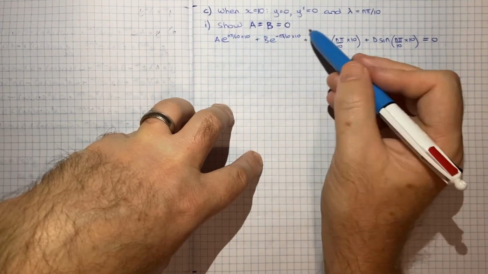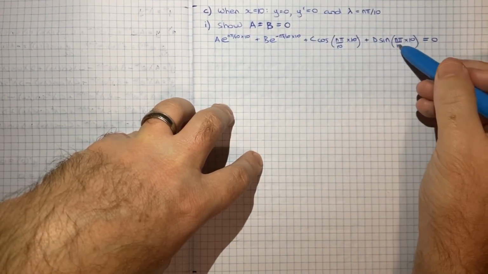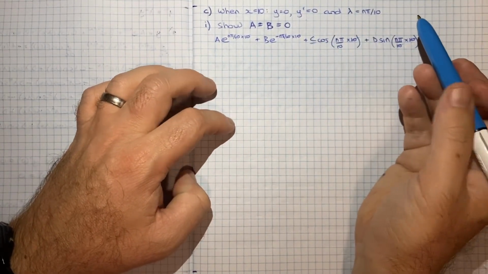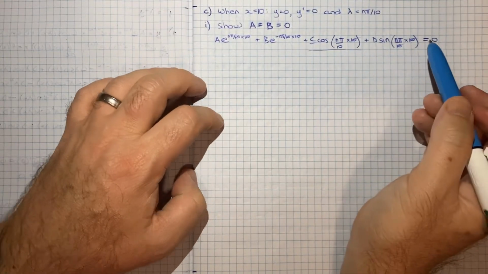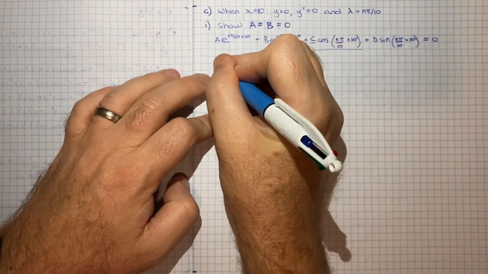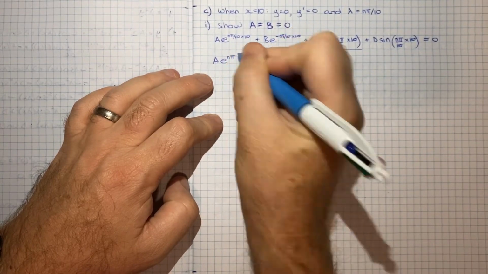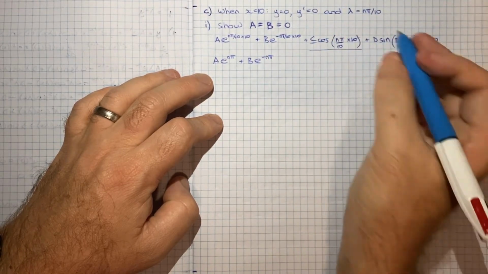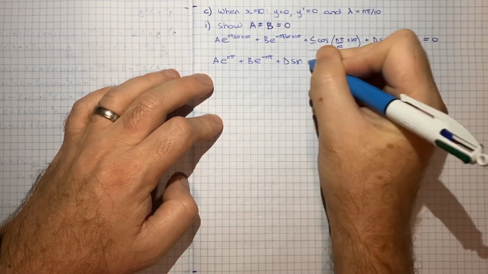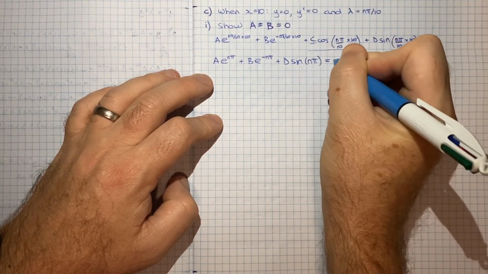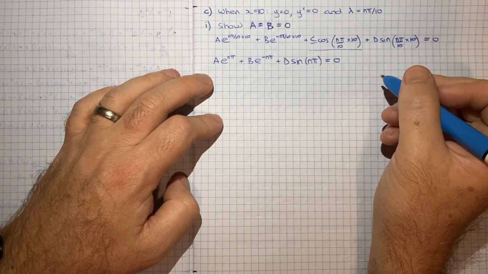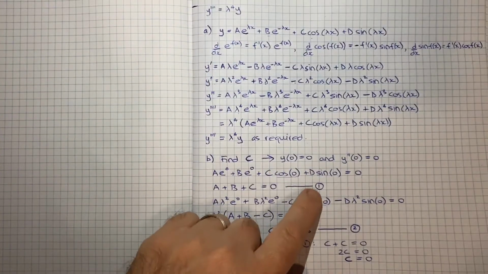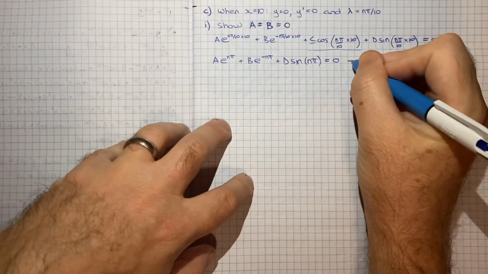All these 10s will cancel, so things simplify. We also know that c is 0 since we've just found that out in part B, so this whole bit can drop away too. So we'll end up with a e to the n pi plus b e to the negative n pi plus d sine of n pi, that's equal to 0. And maybe I'll call that equation, so what have I used? I've used 1 and 2, so I'll call this equation 3.